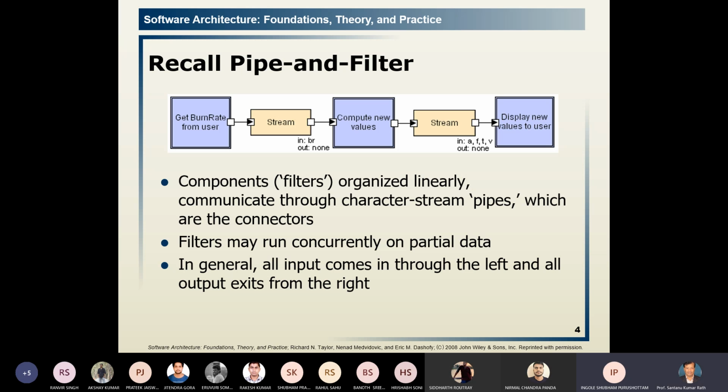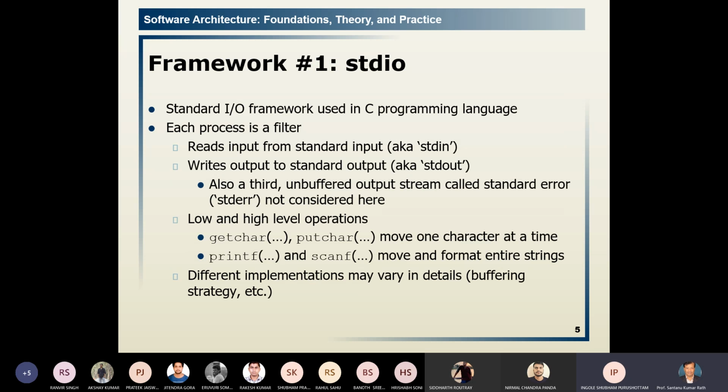In general, all input comes in through the left and all output exits from the right. So the input will be from this first filter and output from this last filter. Pipeline filter. So the first framework is standard IO. It is based on the pipeline filter architecture. The standard IO framework is used in the C programming language.